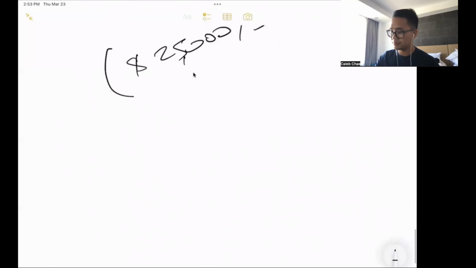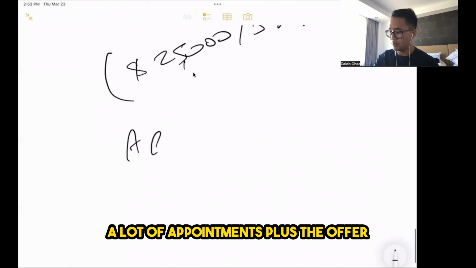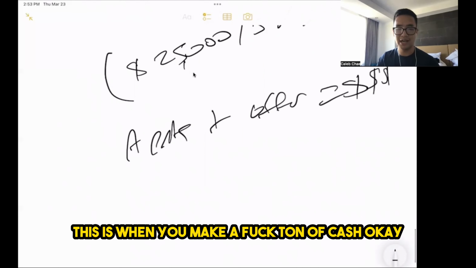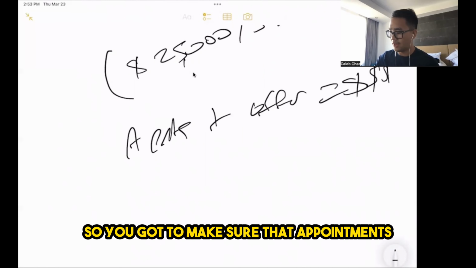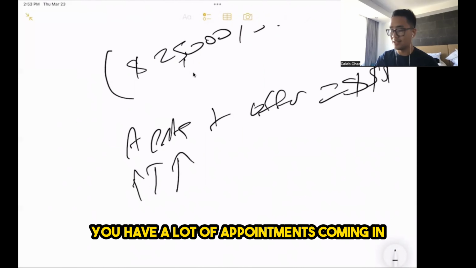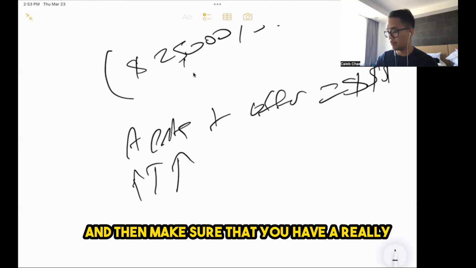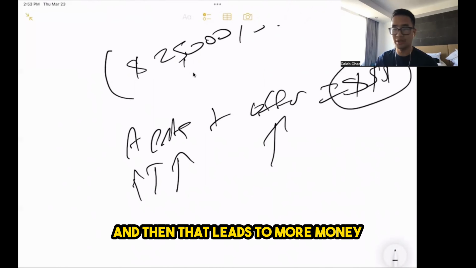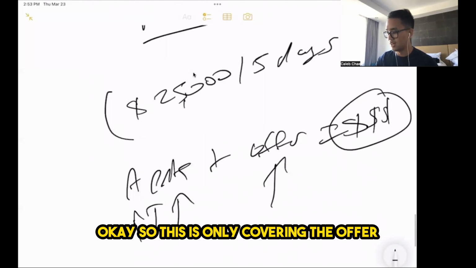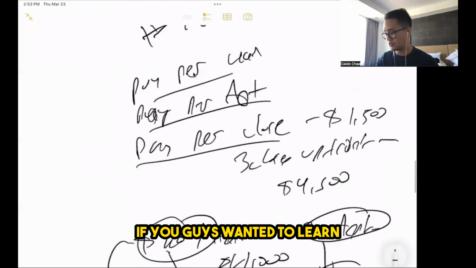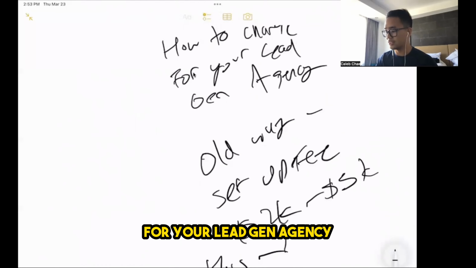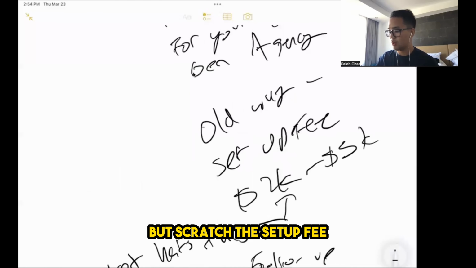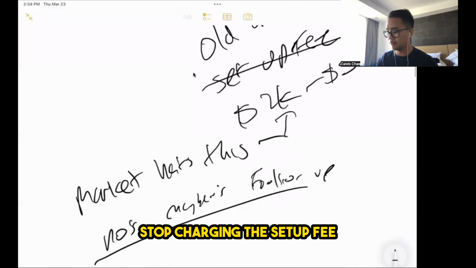Now, if you get a lot of appointments plus the offer, this is when you make a ton of cash. Okay. So you've got to make sure that you have a lot of appointments coming in, and then make sure that you have a really, really strong offer. And then that leads to more money and more cash collected. Okay. So this is only covering the offer. If you guys want to learn how to get more appointments for your lead gen agency, obviously there are a lot more videos on our YouTube channel. But scratch the setup fee, stop charging a setup fee.